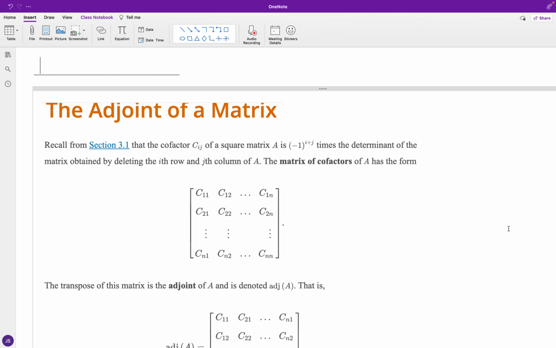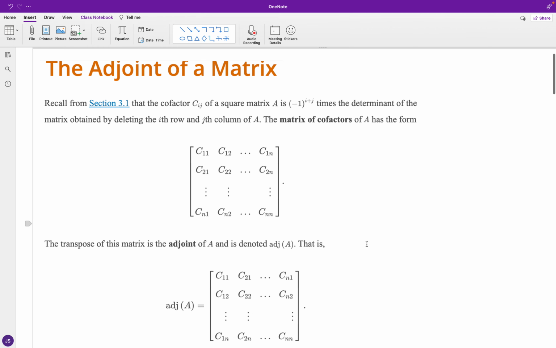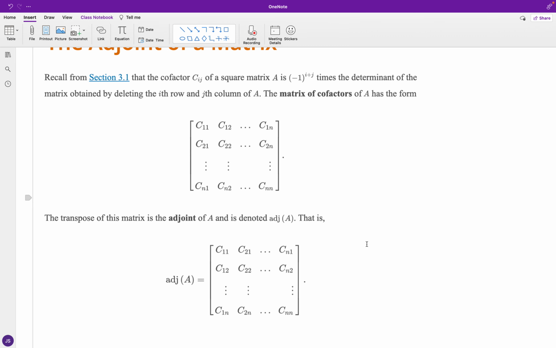For the matrix of cofactors of A, you're going to have this general form, and we'll be getting into specific cases. With the adjoint, you'll be taking the transpose of this particular matrix. With this general form, the first row becomes the first column and vice versa. You have ADJ with A in the parentheses, which is used in denoting the adjoint of matrix A.